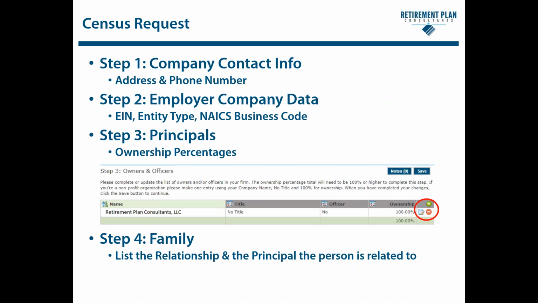Step 4 is about the family relationships. We need to know if any employees of the company are related to the principals listed in Step 3 to accurately complete testing. We only need information for those related and employed by the sponsoring employer. If they do not work for the company, we don't need their information.